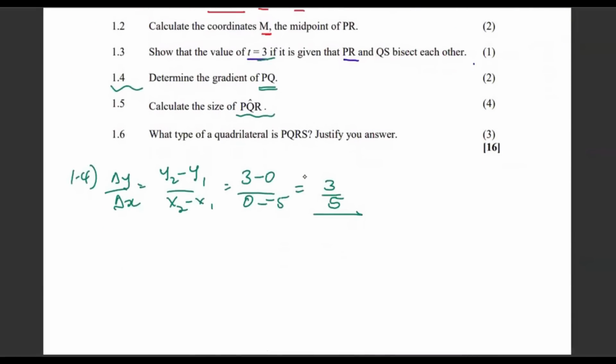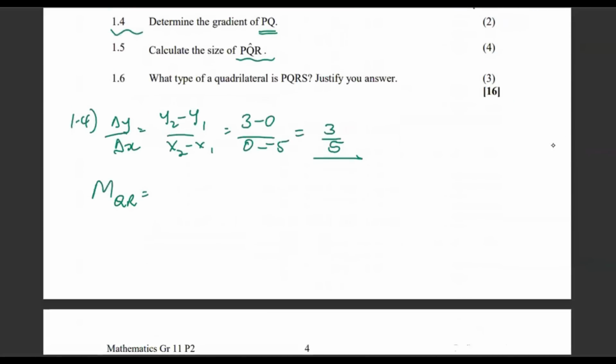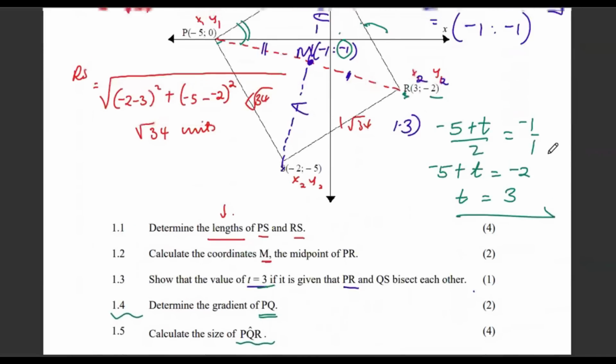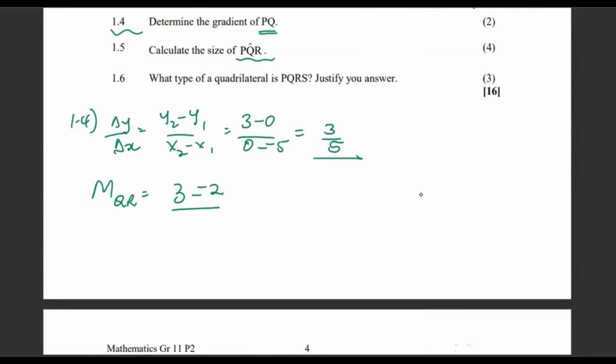So we're saying the gradient of QR. We're going to use the same formula, change in y over change in x. So this is going to be the y2, which is a 3, minus minus 2, over the 0 minus 3. So that's going to be 5 over negative 3.